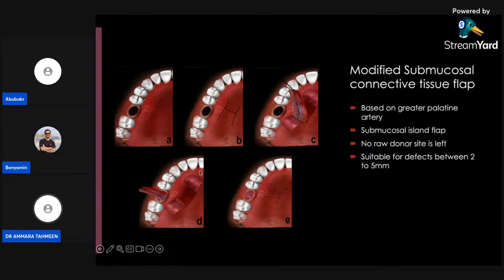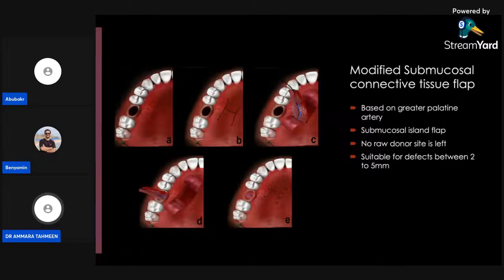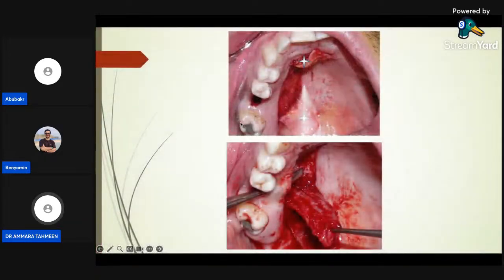And then this palatal flap is closed, so it avoids the raw uncovered area, as we have seen in the palatal rotational flap here. So this is how secondary donor site morbidity is avoided. Yes, there will be a surgical wound, but there will be less chance of infection. And there will be no bulking of the tissue, as we saw in the palatal rotation flap.